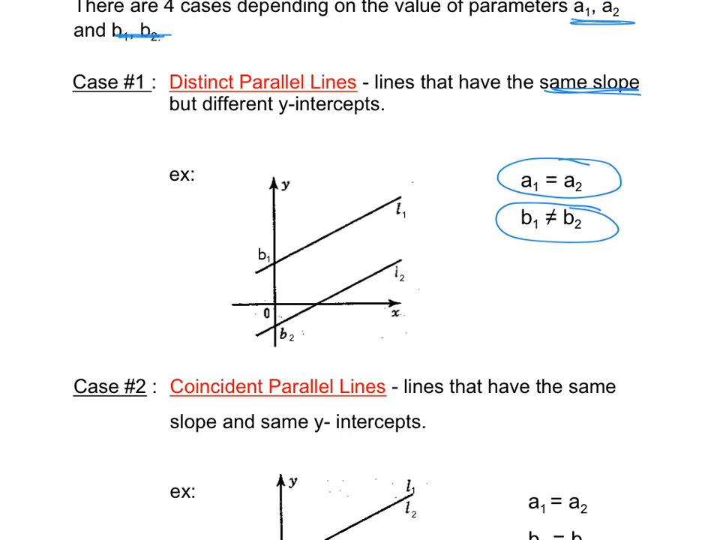So we can see that in this example here. We can see that line 1 and line 2 are parallel, but their y-intercepts are different. So an example of that could be y equals 2x plus 3 and y equals 2x minus 1. So here we see we have the same slope, our a's are the same, but our b's are different. So that's what makes the lines different. They have the same slope, so they're parallel, but they're distinct or different because their y-intercepts are different.